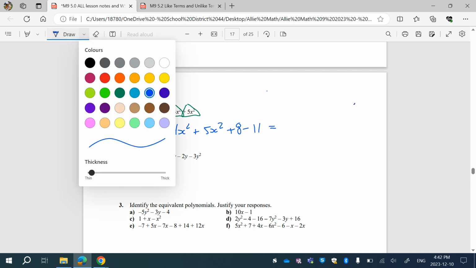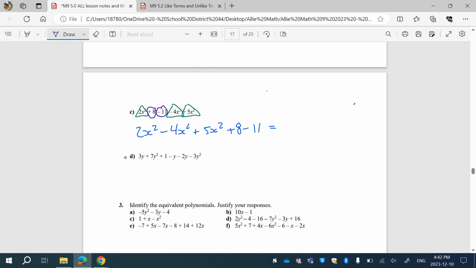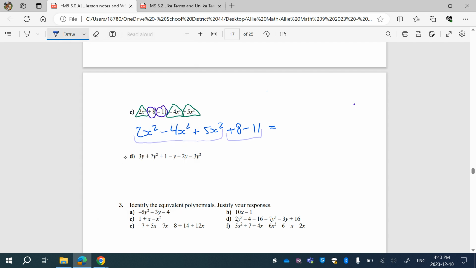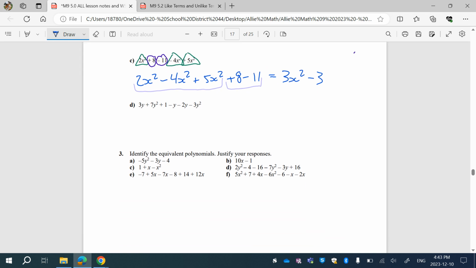And now let's look at our individual parts. Let's look at all of these like terms, and then we can look at these like terms. So 2 subtract 4, that's going to be a -2. And then plus 5 is going to end up with a +3x squared. And then 8 subtract 11 is going to leave us with -3.